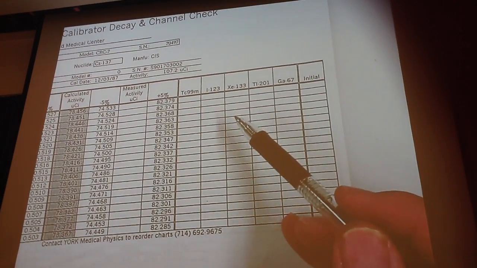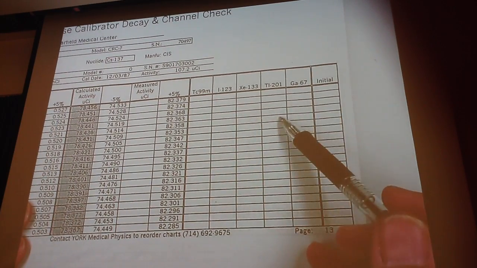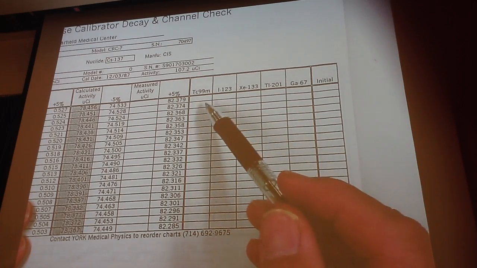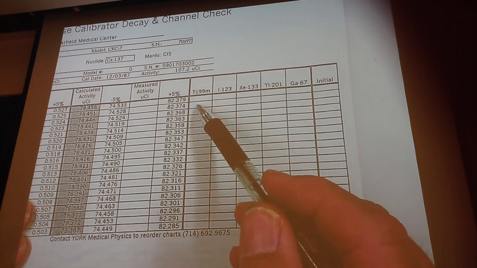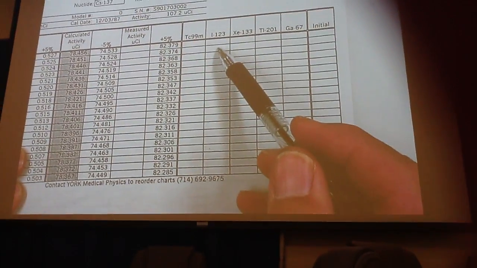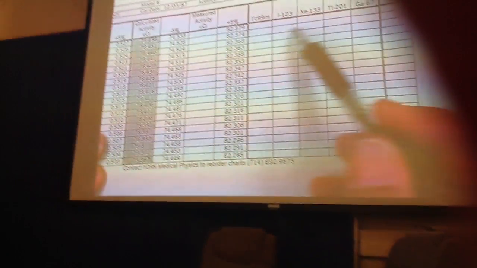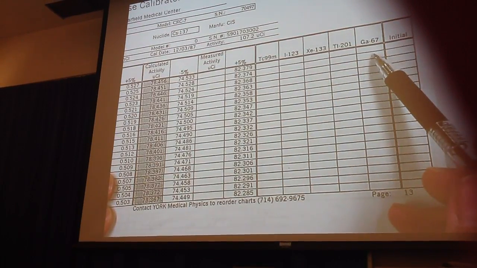The channel check. Okay, now remember, on the channel check, this is typically where we're measuring the cesium source, but we're checking the different isotope settings on your dose calibrator. Of course, it's not going to be the same. Like for technetium, it might measure 150 microcuries. If I put it on I-123, it might measure 170 microcuries. So it's going to measure different numbers here, but on a day-to-day basis, they shouldn't vary by more than plus or minus 5%.